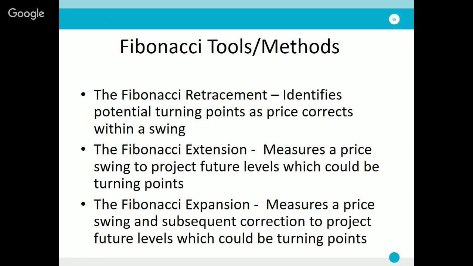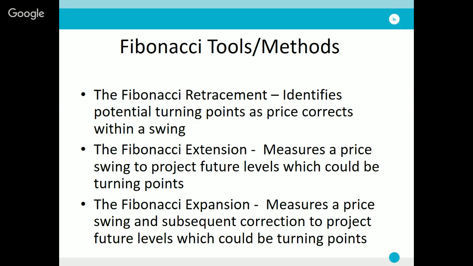We then have the Fibonacci extension. This is where we measure a price swing to project future levels which could act as potential turning points. And then we have the Fibonacci expansion. This is where we measure a price swing and a subsequent correction to identify future price levels which could serve as turning points. So these are the core Fibonacci tools or the methods of analysis.